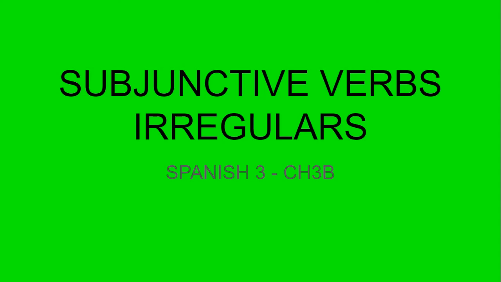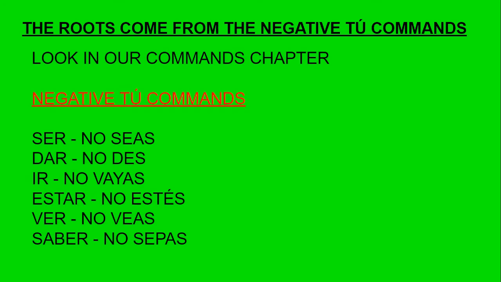Subjunctive verbs, and we're going to talk about the irregulars. Of course, every verb tense has irregulars, so let's see what these ones have to do. The roots come from the negative tú commands. In our previous chapter, we talked about the negative tú commands.